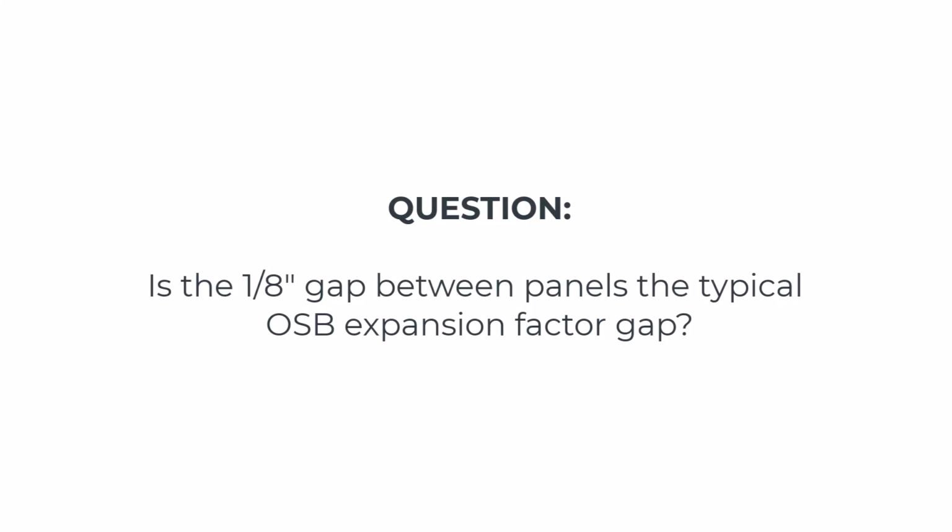One of the questions too, Jay, was around the 1/8-inch gap between the panels. Is that the typical OSB expansion factor gap? Yeah, that 1/8-inch gap is there to take care of material expansion and contraction. I've seen it done on projects I've done. You warn the framers, space the panels 1/8 of an inch. They pack them in tight.